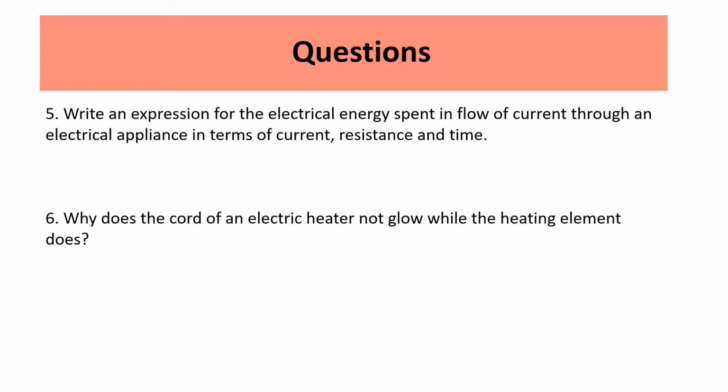Question number 5. Write an expression for the electrical energy spent in flow of current through an electrical appliance in terms of current, resistance and time. What will be the answer? I squared RT. In terms of current, resistance and time, this is the electrical energy spent in flow of current.